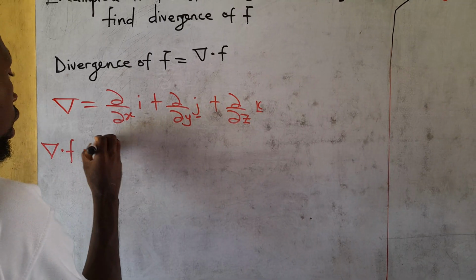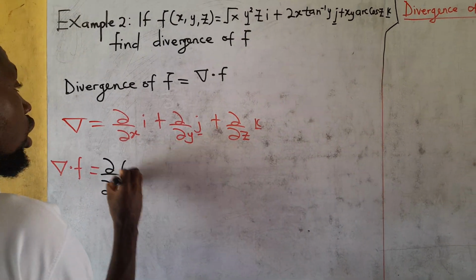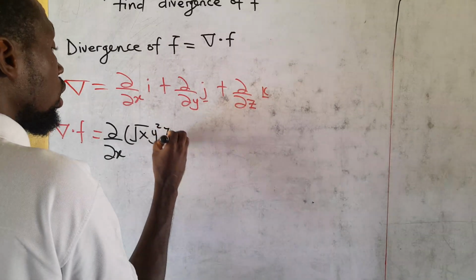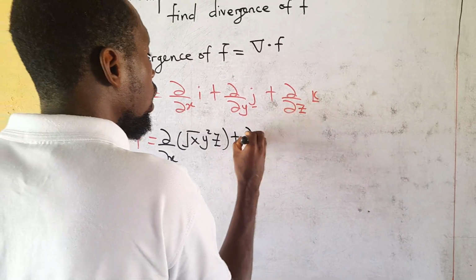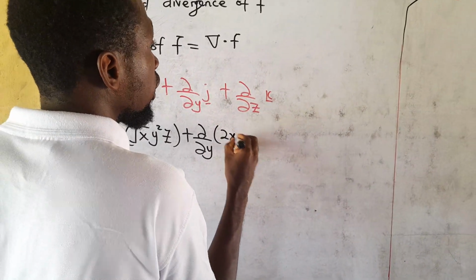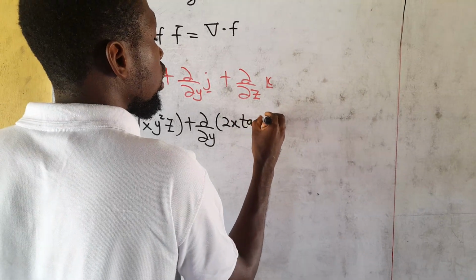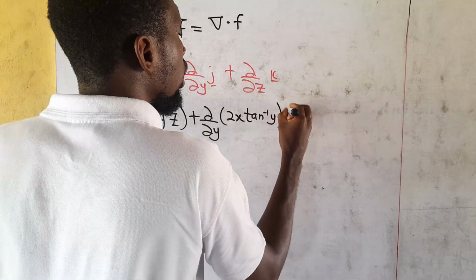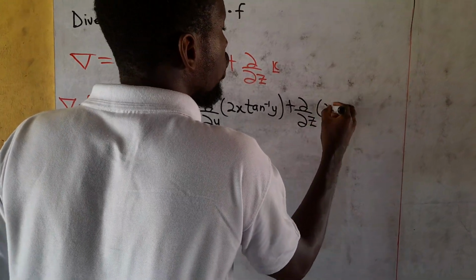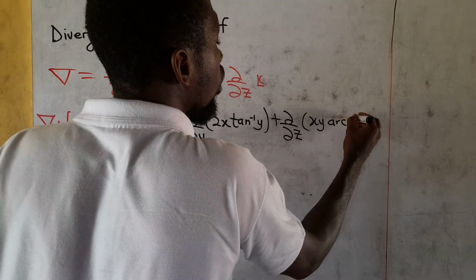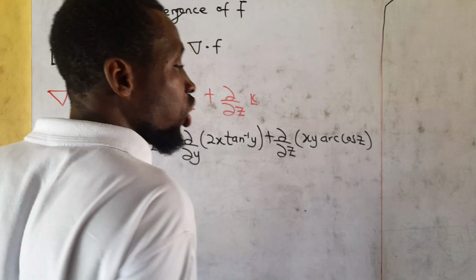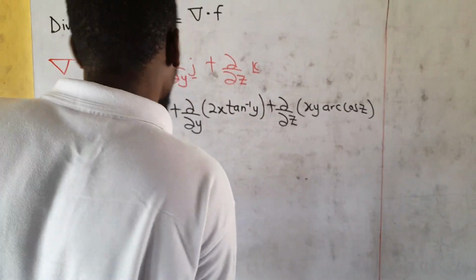So we can say this is del over del x, the differential of the square root of x y squared z, plus del over del y, the differential of 2x tan inverse of y, then plus del over del z, the differential of xy arc cos z. Remember, arc cos is just the inverse of cos and nothing else. It's just there to confuse you.